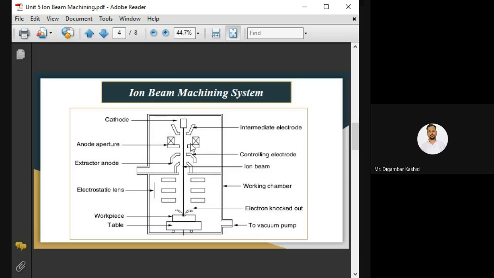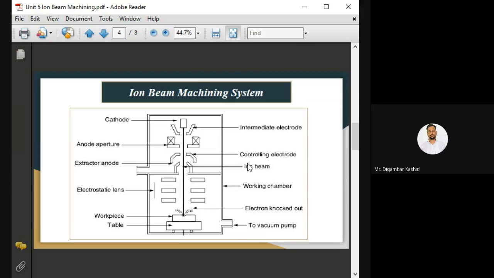Again, a magnetic field is produced between your cathode and anode. That magnetic field makes the electrons move in a spiral, so the path length of the electrons increases in the argon gas, which in turn increases the ionization process. Due to that magnetic field, the ions that are produced are then extracted from the plasma towards your workpiece.